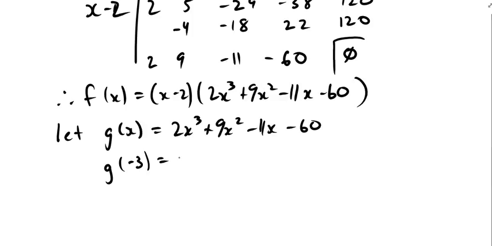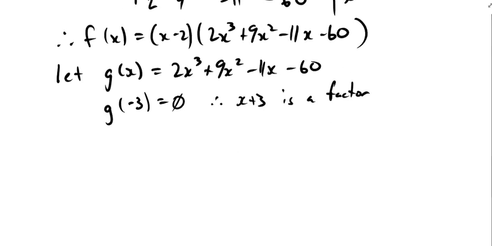Okay, but this turned out to be 0. Therefore, x plus 3 is a factor. And then what would we do? Repeat the process. I would, again, pick synthetic division. But now we're dividing g of x, right? So 2, 9, negative 11, negative 60.